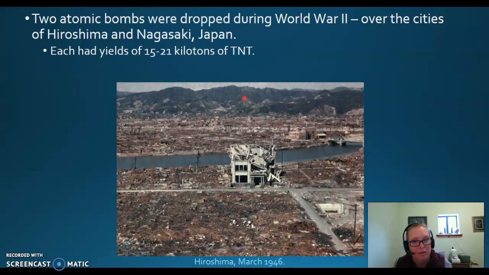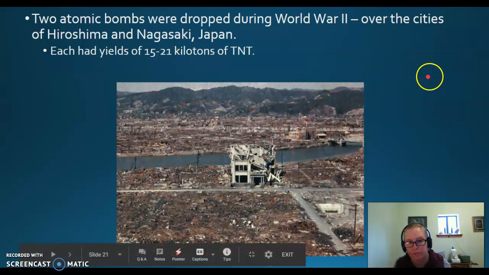Two atomic bombs, as you probably know, were dropped during World War II over Hiroshima and Nagasaki in Japan, and each had yields of 15 to 21 kilotons of TNT. And here's a picture of after.